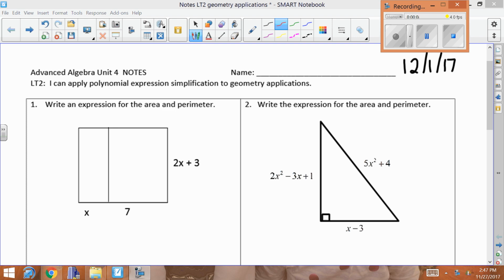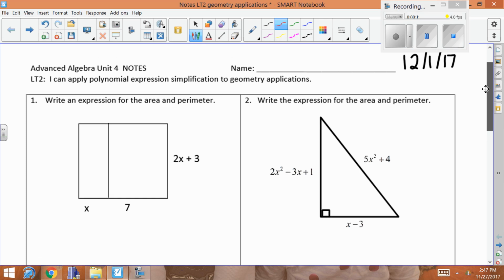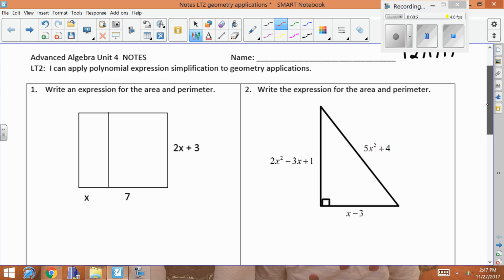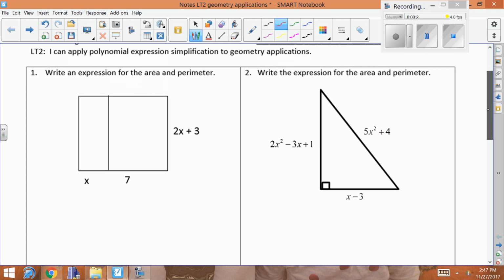Today we are looking at learning target 2. Today we're going to look at some geometry applications of all of these polynomial expressions and everything. So again, see what you can do to follow along. If at any time you need to pause it and maybe try some of them on your own, I think that would be a good idea. And again, I'll be back on Monday, so we'll be able to kind of go through them and hopefully clear up any discrepancies that we may have.